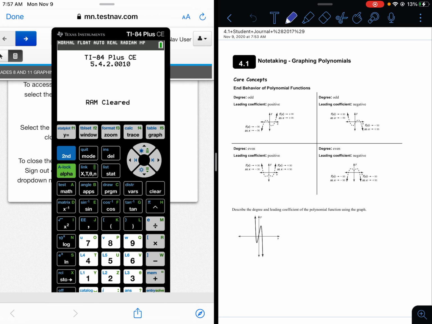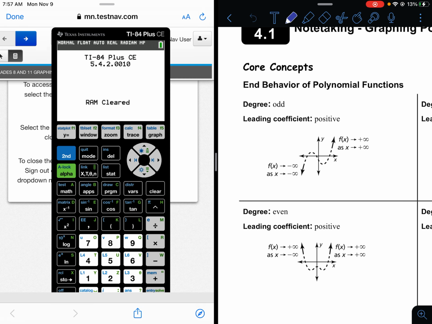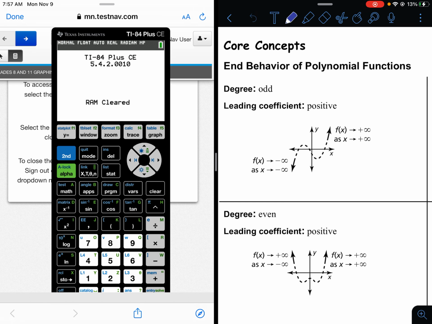So some basic things here that we're going to have to find. The first one here is what is called end behavior. Basically, you're describing how the graph behaves on the right side and the left side. You'll see it's always going to be in this format of f of x. This arrow means approaches, so f of x approaches positive infinity as x goes to infinity. So we're always going to look at what happens when x goes this way forever, and what happens when x goes this way forever.